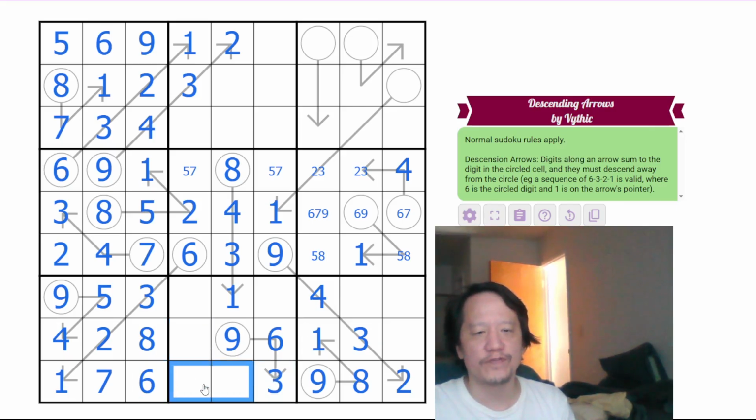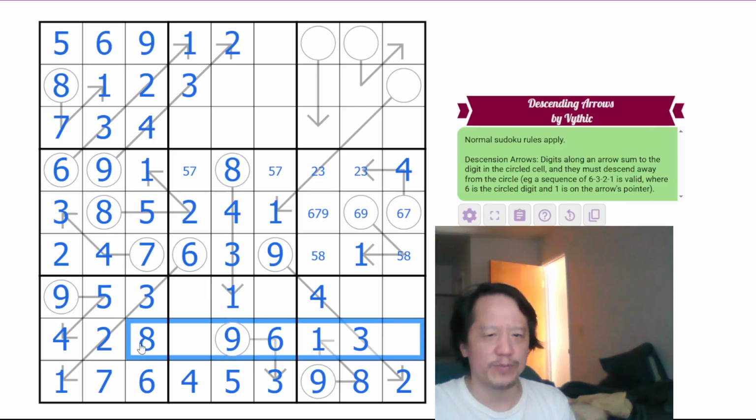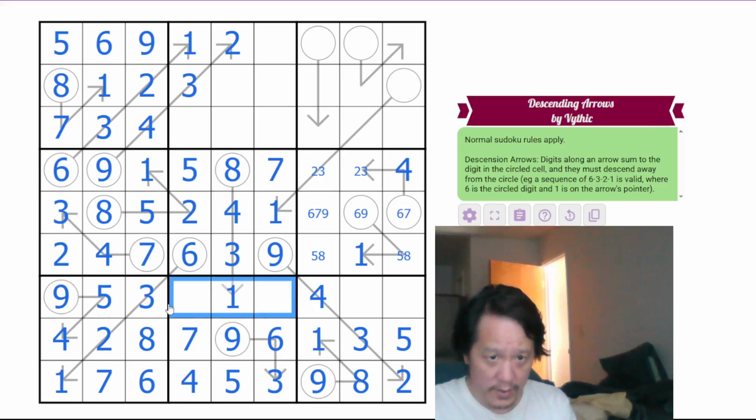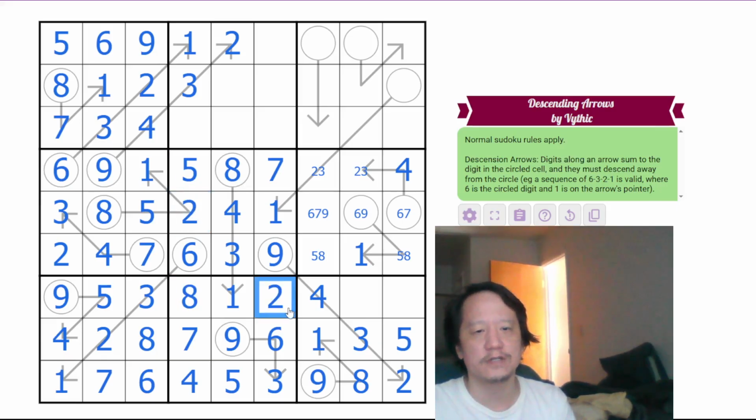That leaves us 4 and 5 remaining in row 9. 4 eliminates 4 here, so it's 5 and 4. We are left with 7 and 5 remaining in row 8. This can't be 5 because of 5 in the box, so this is 7, that's 5. 7 eliminates 7 here, so it's 5 and 7. Remaining digits of this lower central box are 2 and 8. 2 eliminates 2 here, so that's 8 and 2.